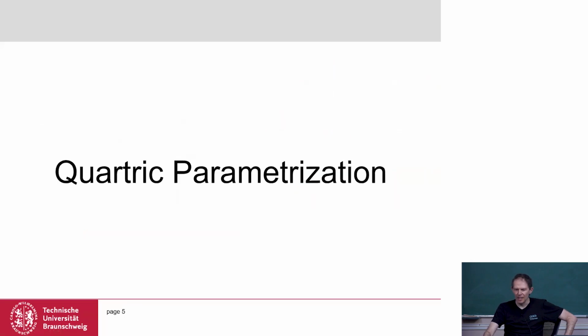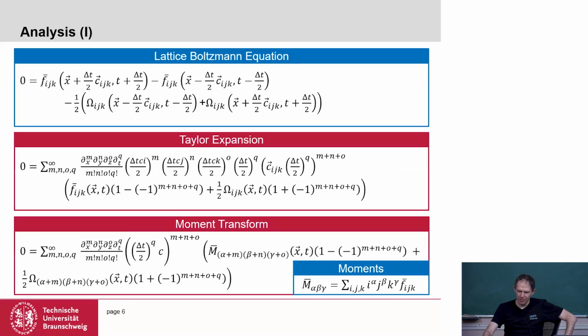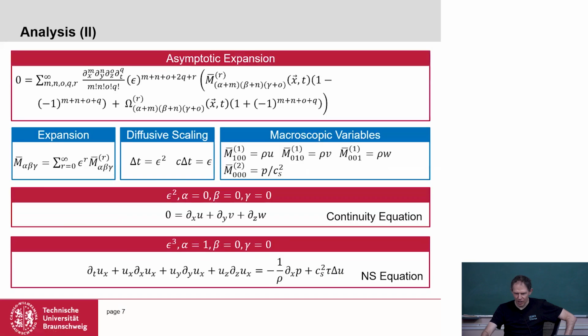So now coming to a little bit of theory included here, because we could not go to this in the lecture. And this is based on the asymptotic analysis. There's a reason why this is very important for us here. So this is what you have learned. This is the Lattice-Boltzmann equation. This is the Taylor expansion. And then there's a moment transform. And then I guess on the next page, we also have the asymptotic expansion. We have diffusive scaling. And then we get the continuity equation and the Navier-Stokes equation.